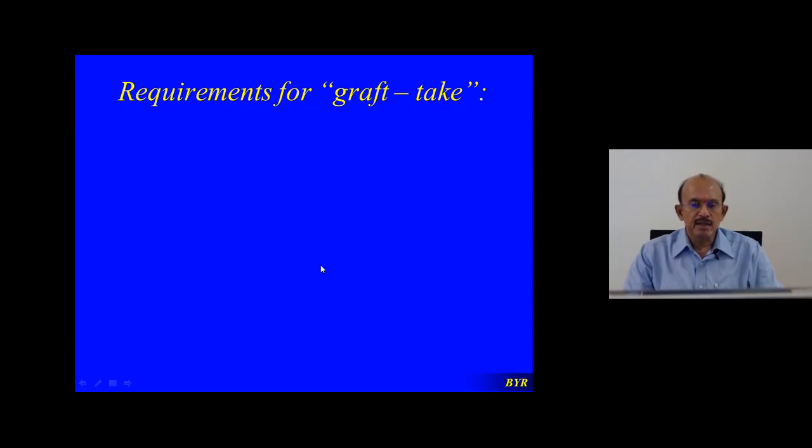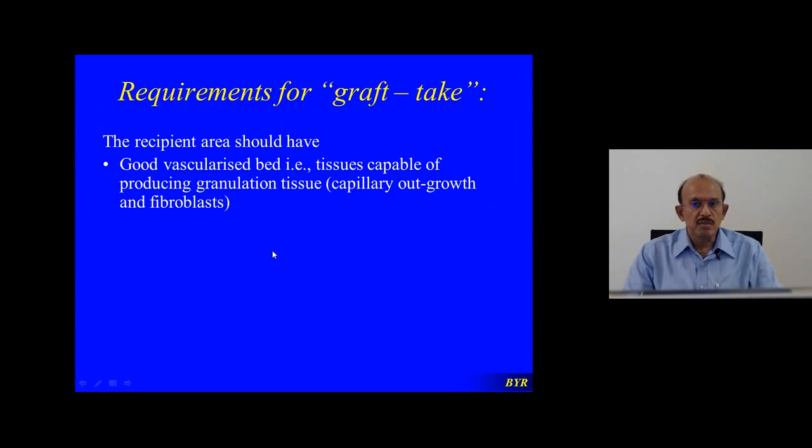Requirements for graft take. If you place a split thickness graft over a raw area, whether it takes up the graft or not, for that the recipient area should have these requisites. The recipient area should have a good vascularized bed, that is, tissue capable of producing granulation tissue, that is, capillary outgrowth and fibroblasts. So only that tissue can take up the graft.